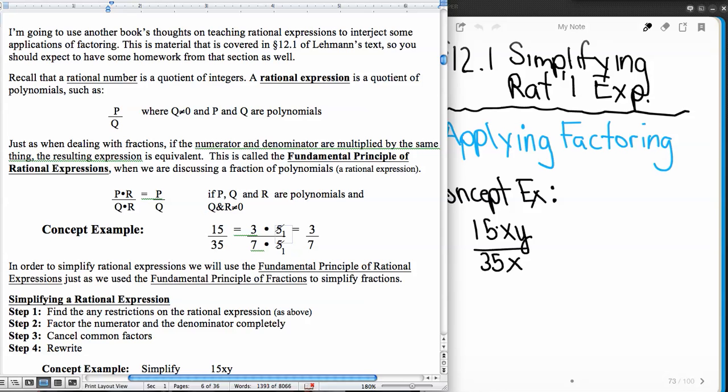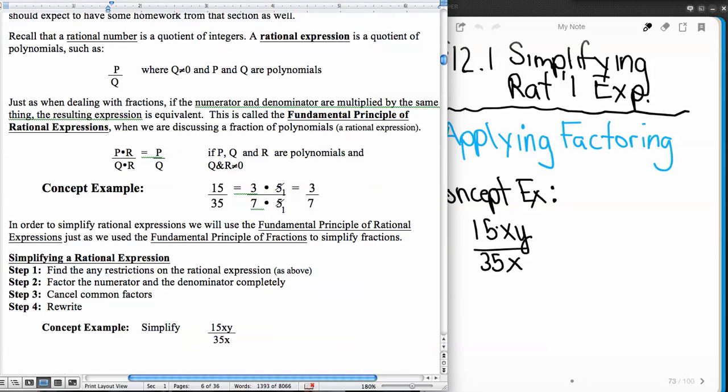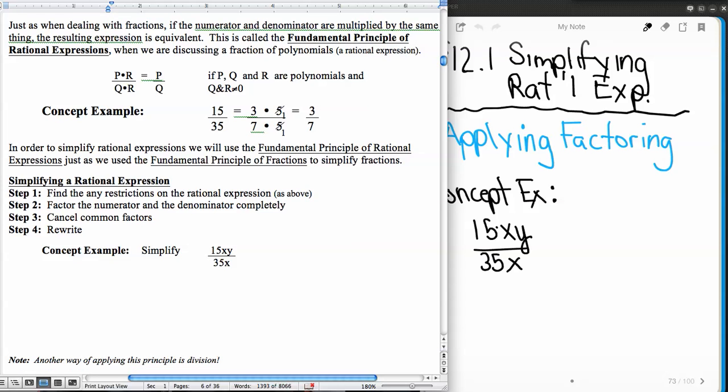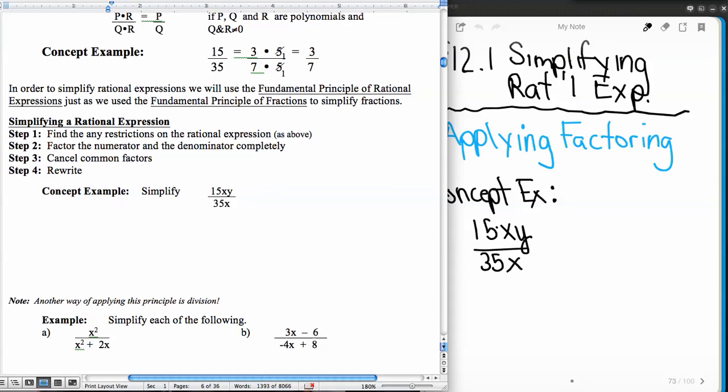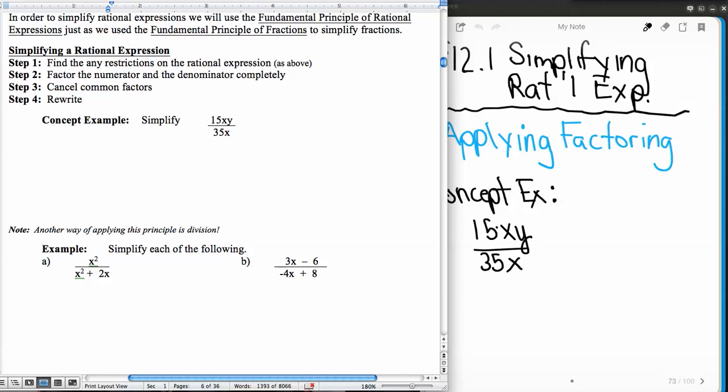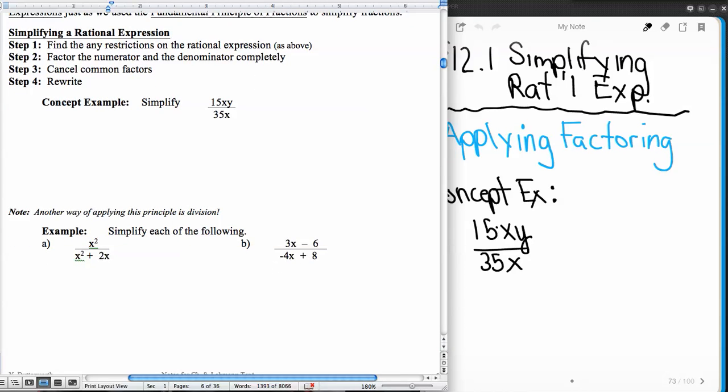And then we use canceling, right? We cancel the 5 with the 5, and we're left with 1 and 1 here. So multiplying out, 3 times 1 is 3, and 1 times 7 is 7. And so there's our simplified fraction. And we're going to do the exact same thing with polynomials. We're going to use the fundamental theorem of rational expressions, or the fundamental principle of rational expressions, to simplify a rational expression. So we're going to start with a really, really simple, easy rational expression.